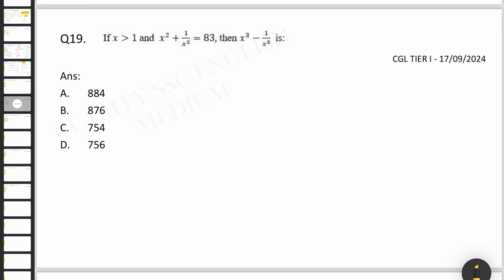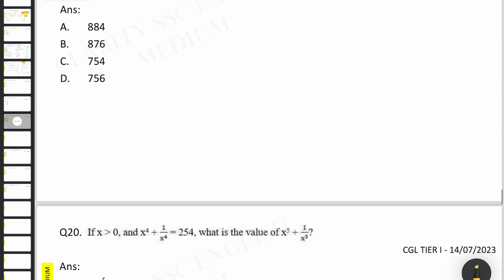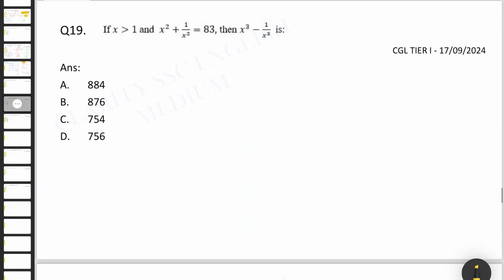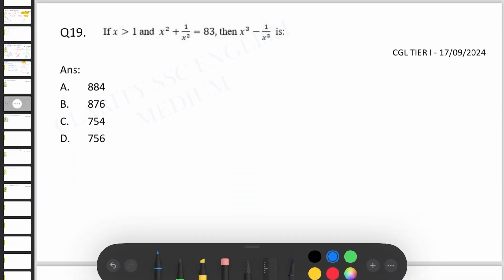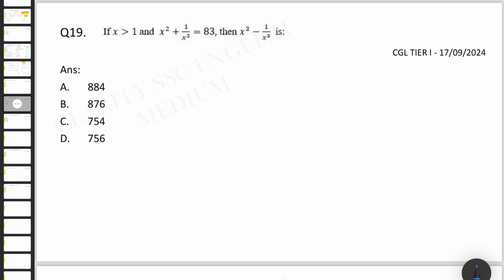This one you can apply. This one also you can apply. Let's start from this. Here the square is given. Obviously we can find x plus 1 by x. The value of x plus 1 by x will be root over n plus 2, what I just said. Root over 85 is the value of x plus 1 by x.